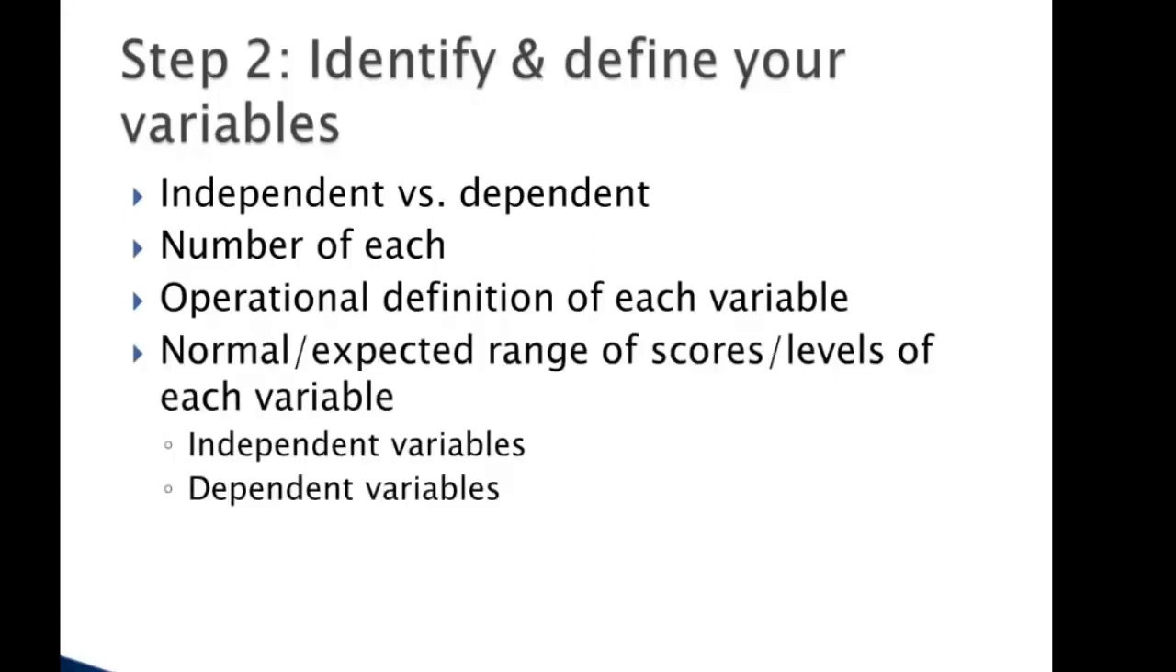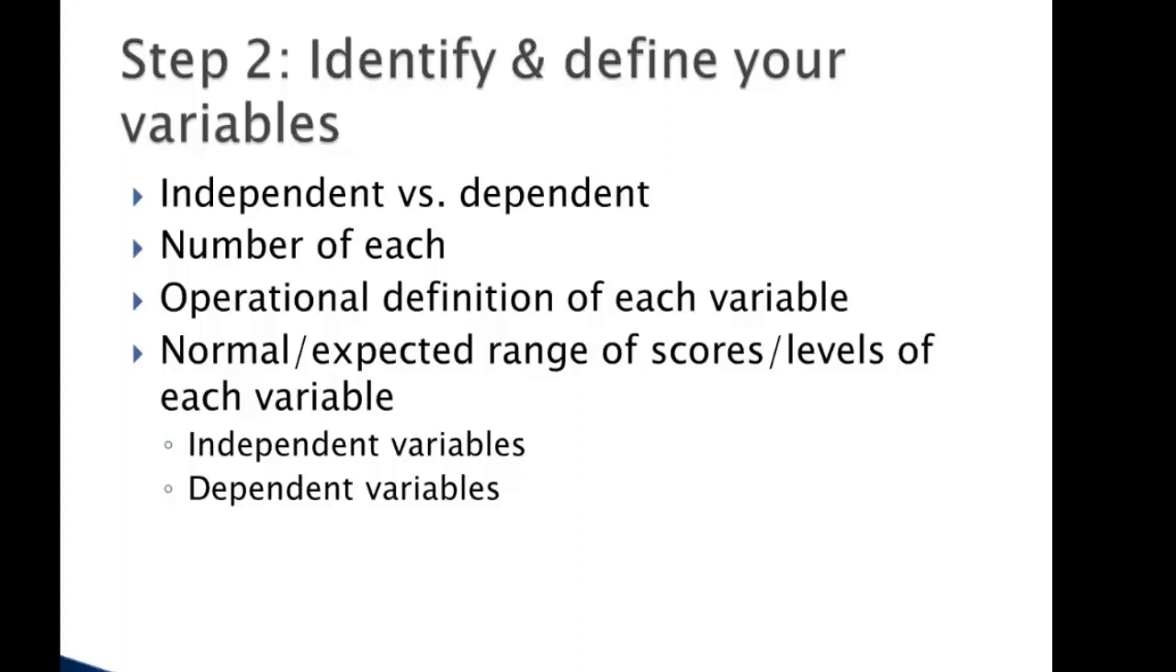Now, the next thing you need to figure out is what is a normal or expected range of scores, and how many levels of each variable you will have. In the case of an independent variable, for example, you have to decide: do I want 2 groups, 3 groups, 4 groups, and so on? As far as the outcomes are concerned, you'll need an understanding of what a typical or accepted range of scores might be for your dependent variables.